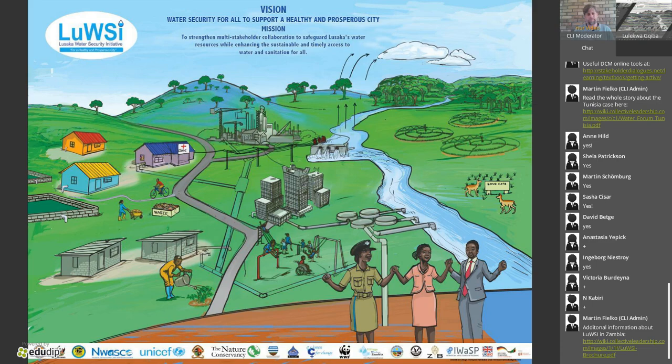LuWSI wants to see and wants to strengthen multi-stakeholder collaboration in Lusaka. And what's also good about that is that the private sector there is also coming to the board saying, what can we do? We want to get involved. So the LuWSI Secretariat colleagues were also lucky, but they also really worked hard.